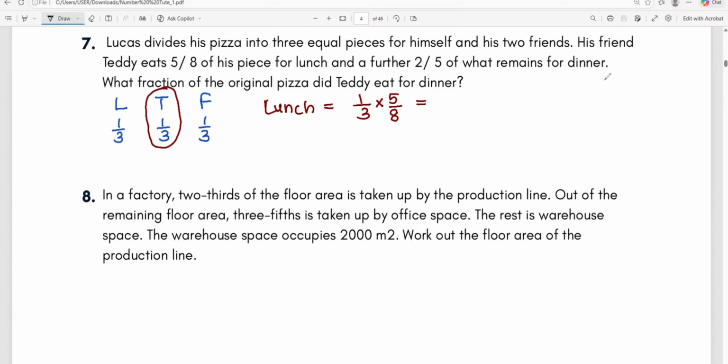We can't cancel anything, so this is 5 over 24. This 5 over 24 is from the whole pizza. From the whole pizza, Teddy is eating 5/24.